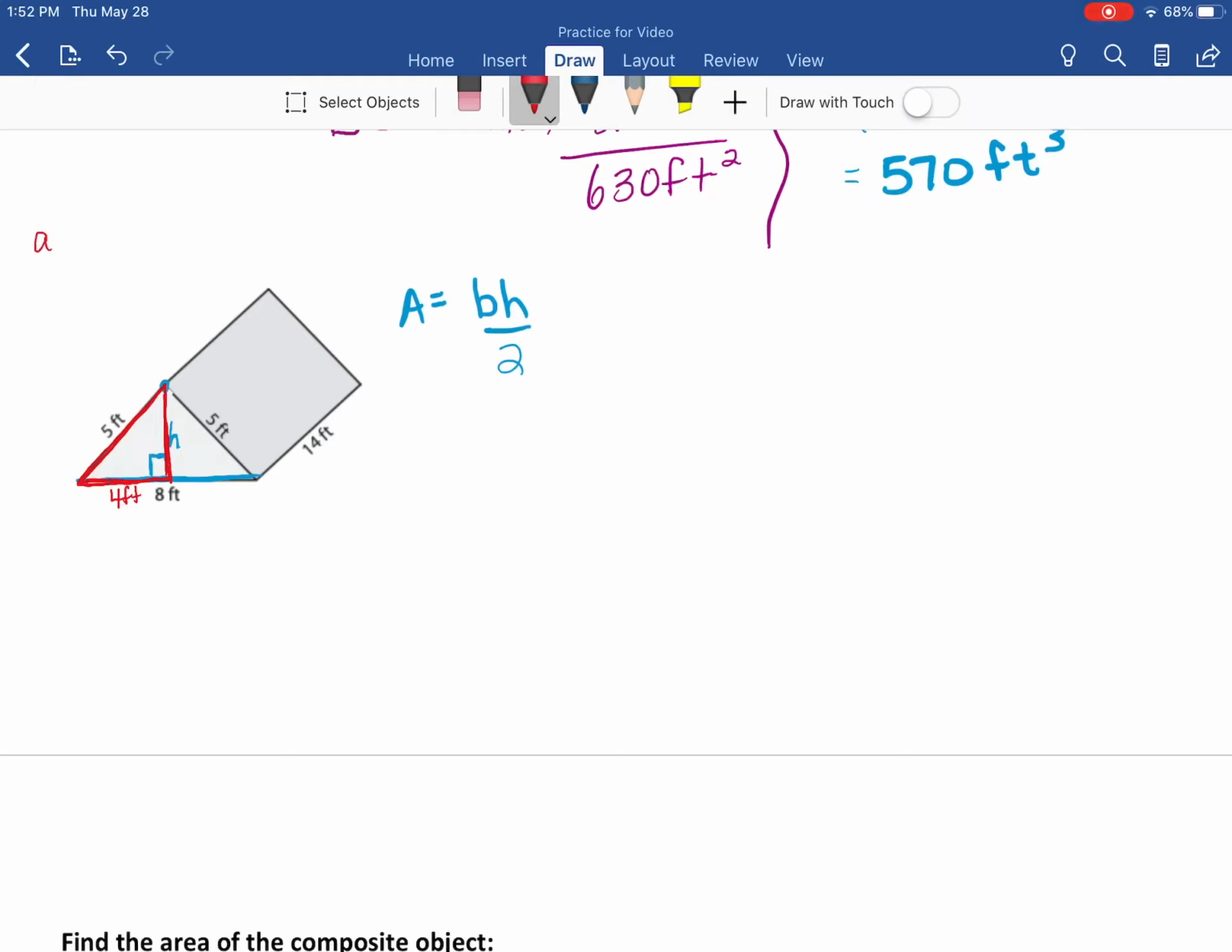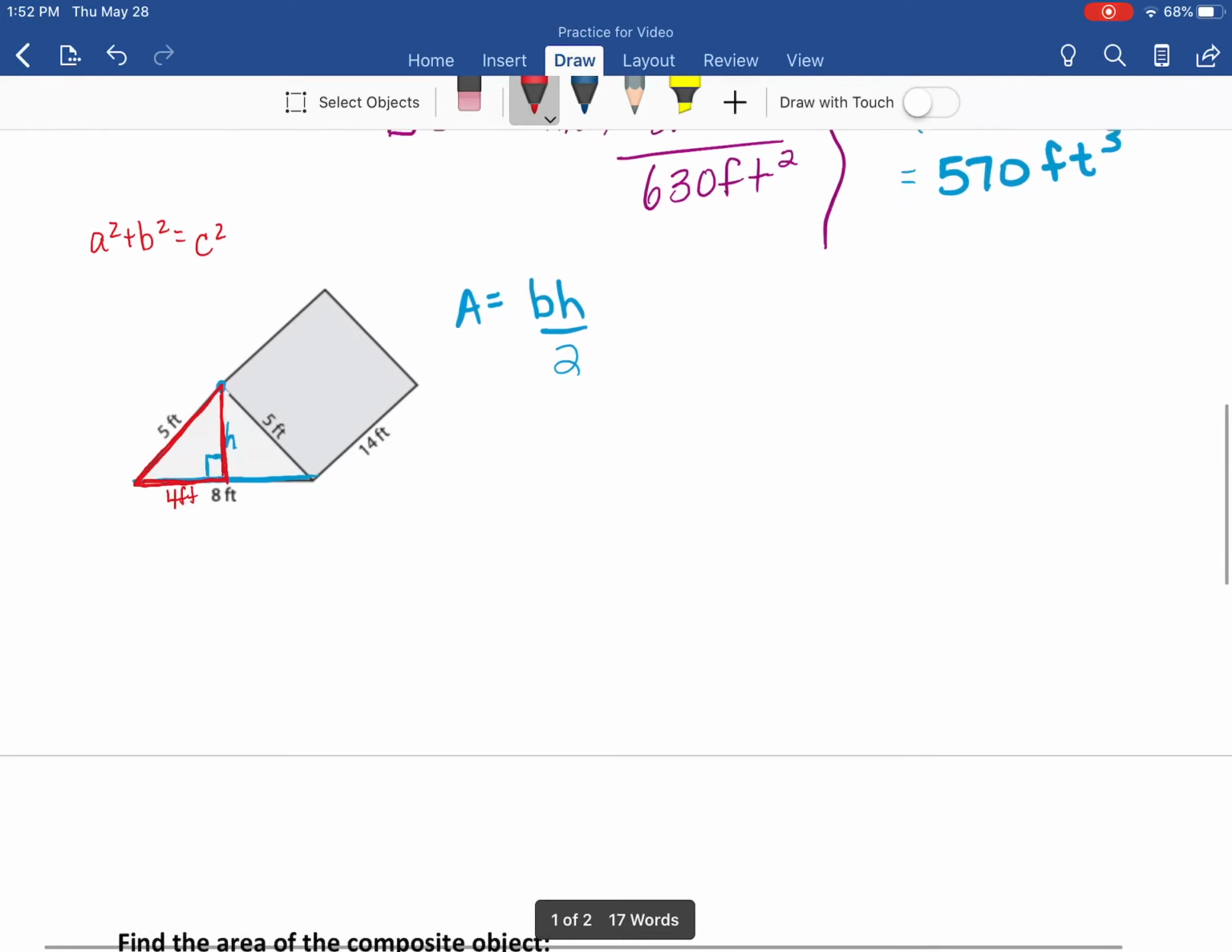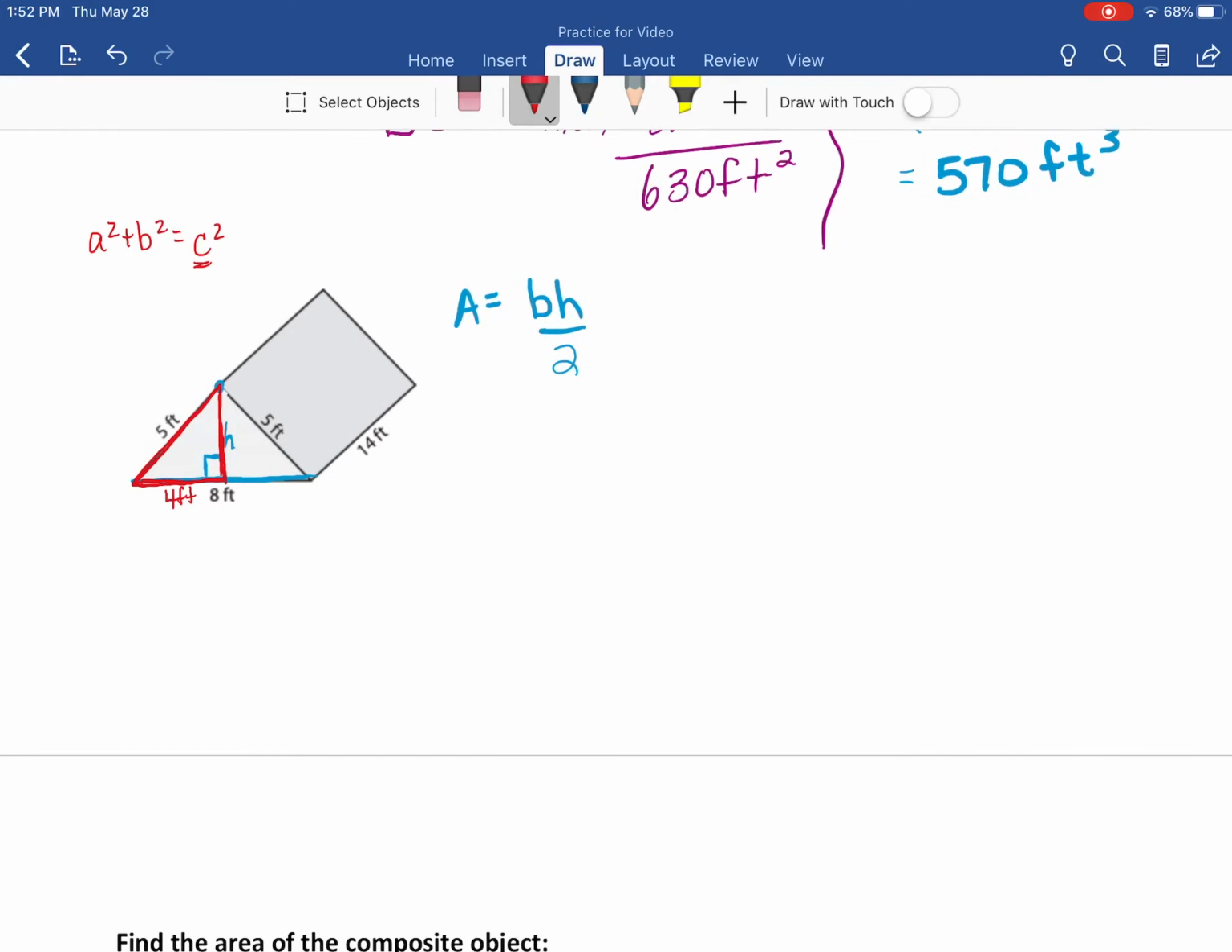And I have to use Pythagorean theorem here to find out what h is going to be. Now, Pythagorean theorem, c is always your hypotenuse. Hypotenuse is always opposite of your 90-degree angle. So 5 has to go in for c. 4 can go in for whatever. So 4 squared plus b squared equals 5 squared. This is going to be 16 plus b squared is 25.